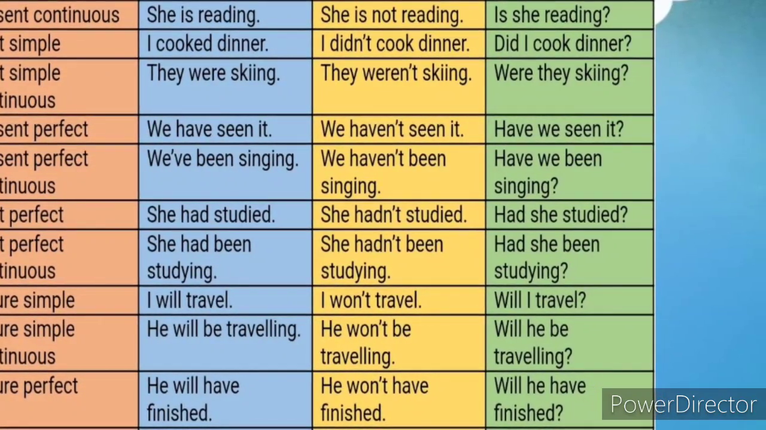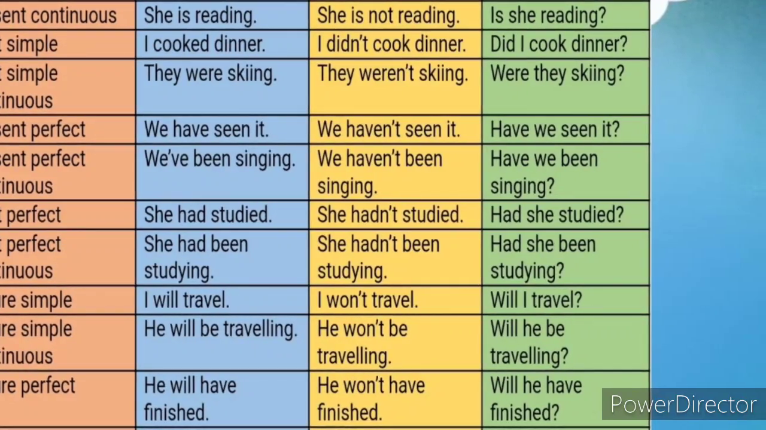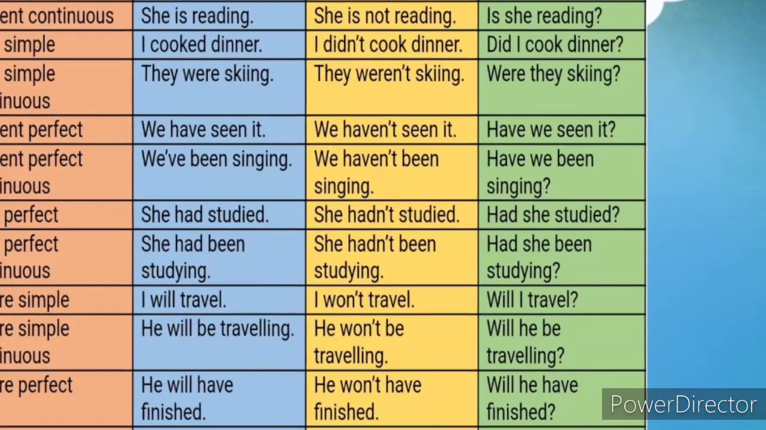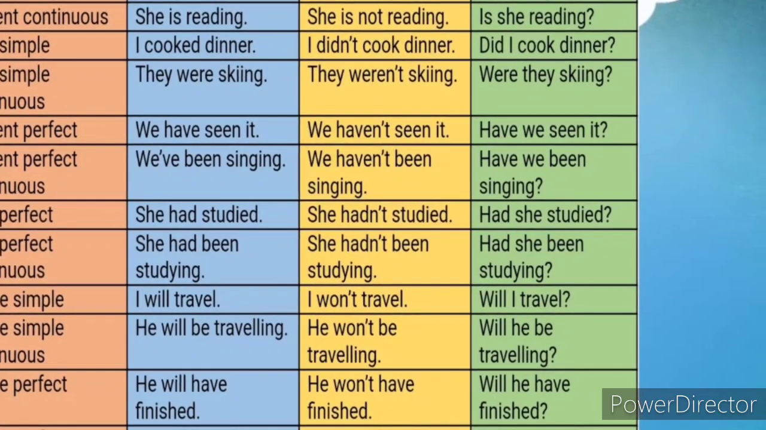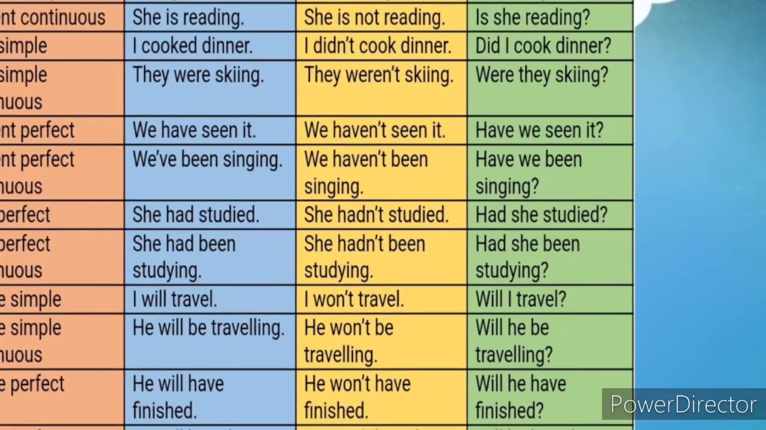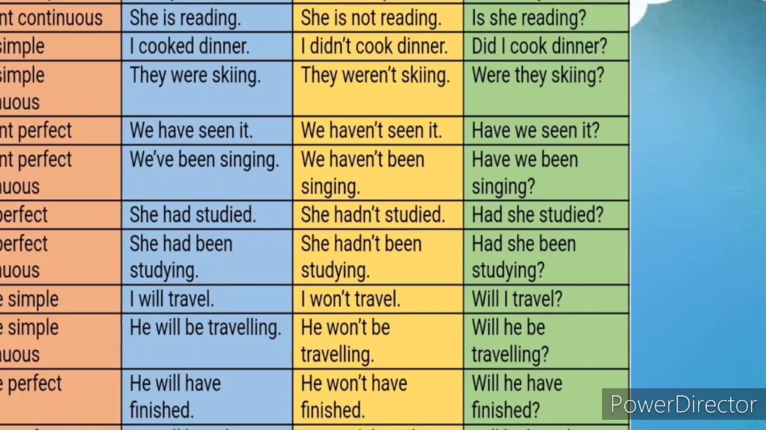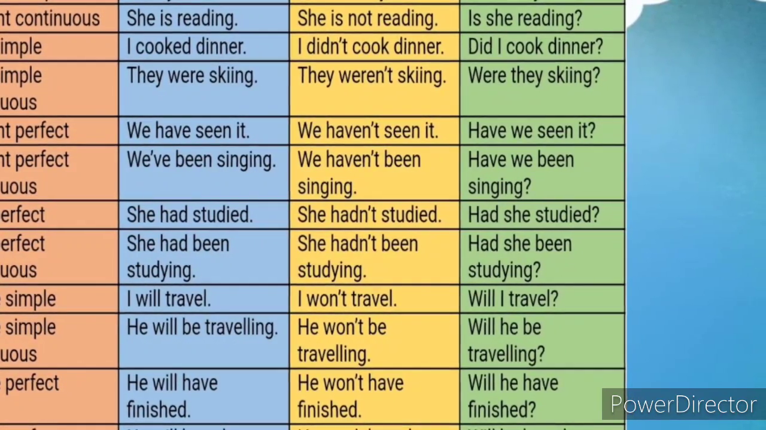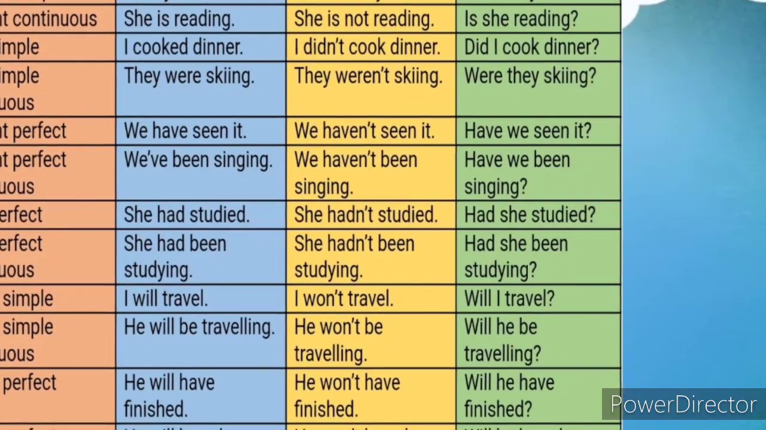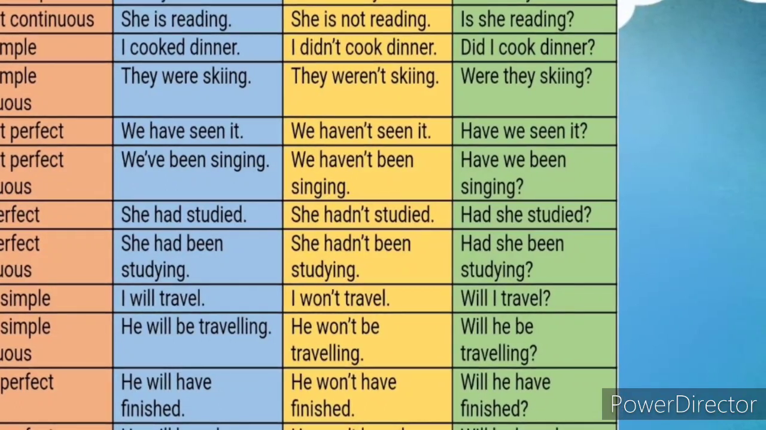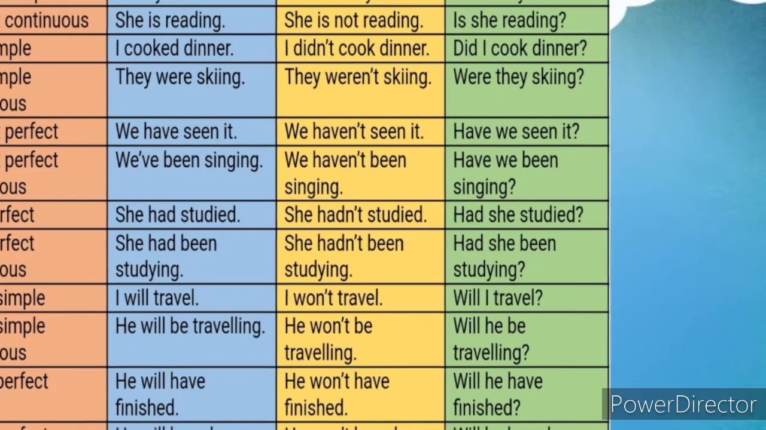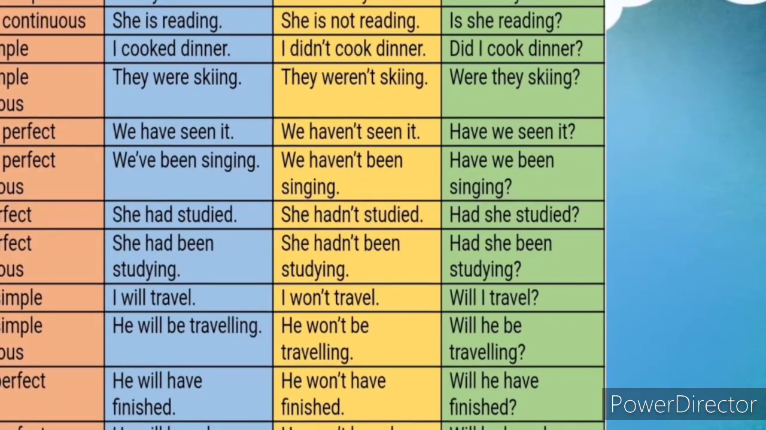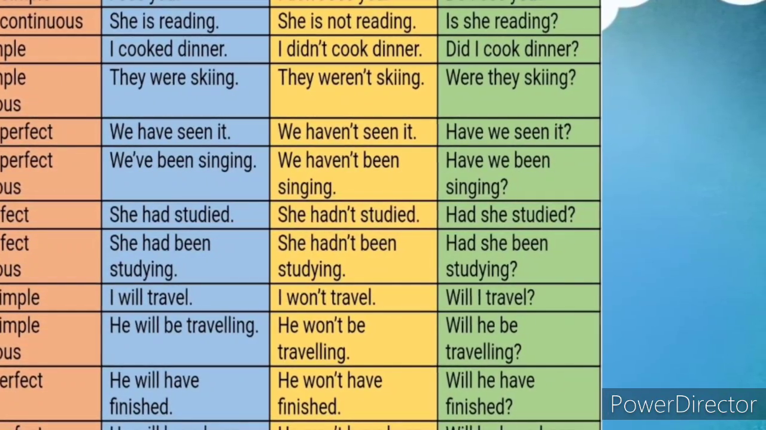Then in present perfect, we have seen it. We have not seen it. Have we seen it? We have been singing. We have not been singing. Have we been singing? Similarly, in past perfect, she had studied. She had not studied. Had she studied? She had been studying. She had not been studying. In interrogative, had she been studying?